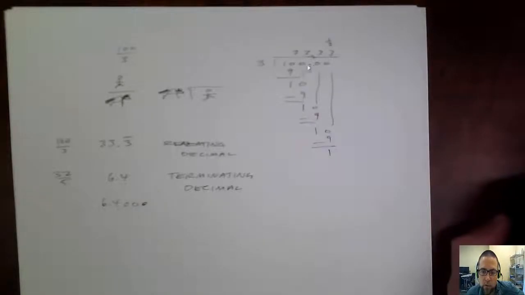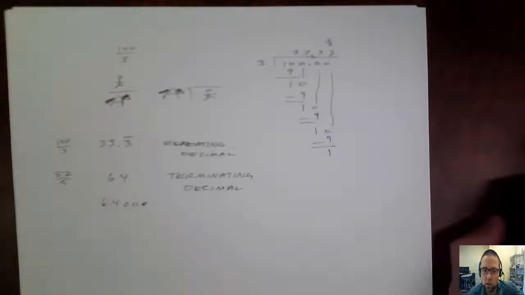Okay, so the 100 goes inside the house and the 3 stays outside the house, and then 3 goes into 1 no times, but 3 goes into 10 3 times. 3 times 3 is 9. You subtract the 9 from the 10 that got brought down, and you get a 1, and you see that this pattern will repeat itself continually. And when you get to the end of the 33, you can say, well, then there's remainder 1, so it's 33 and 1/3.